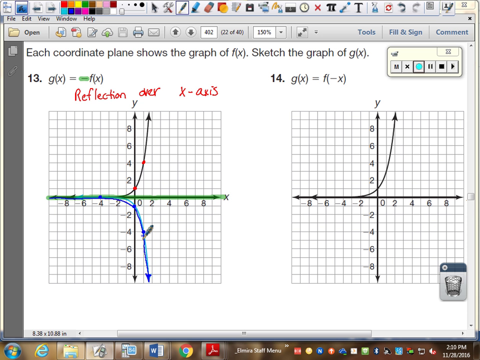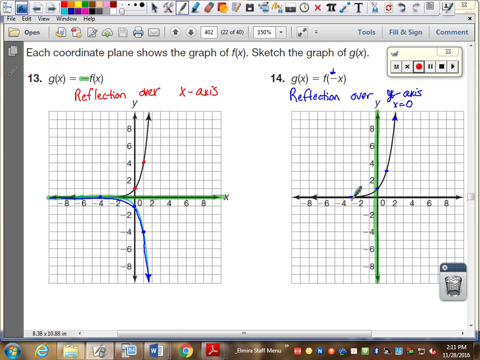Okay, so next one says g of x equals f of negative x. Only the x is negated. So that means reflection over the y-axis, which is x equals 0. So highlight your axis and find a couple spots where the graph naturally crosses.